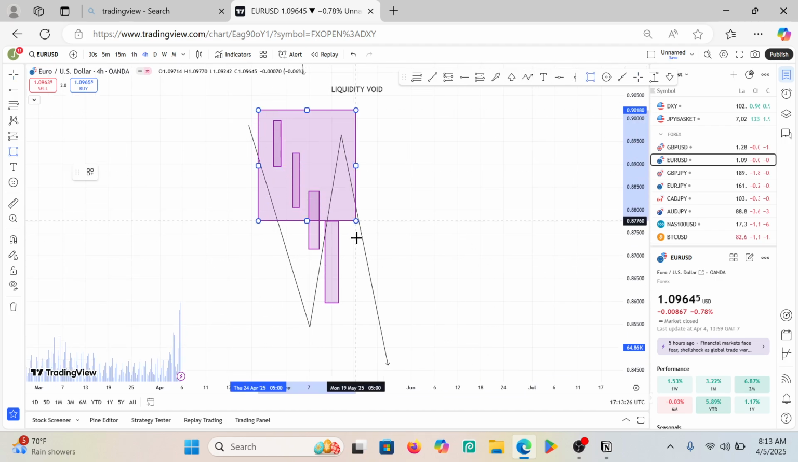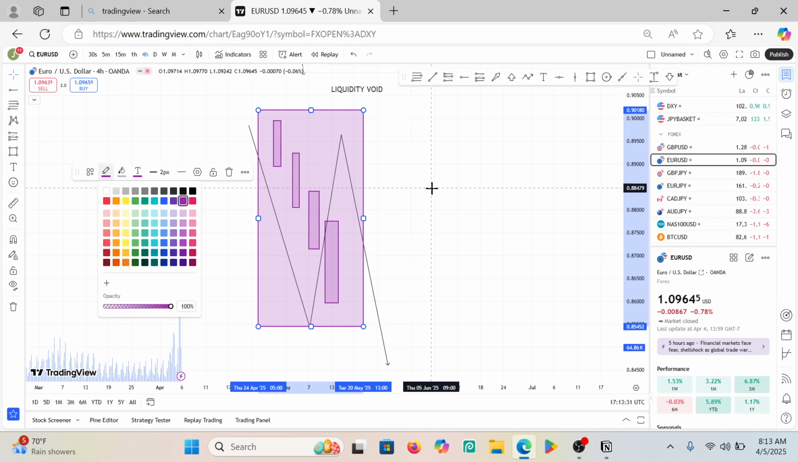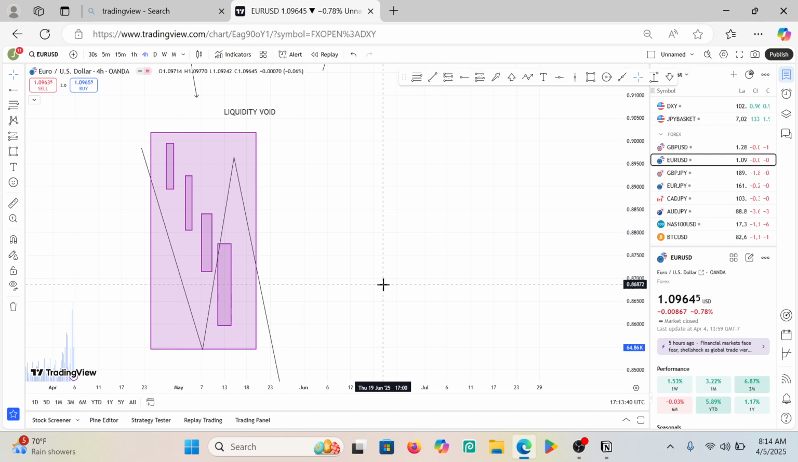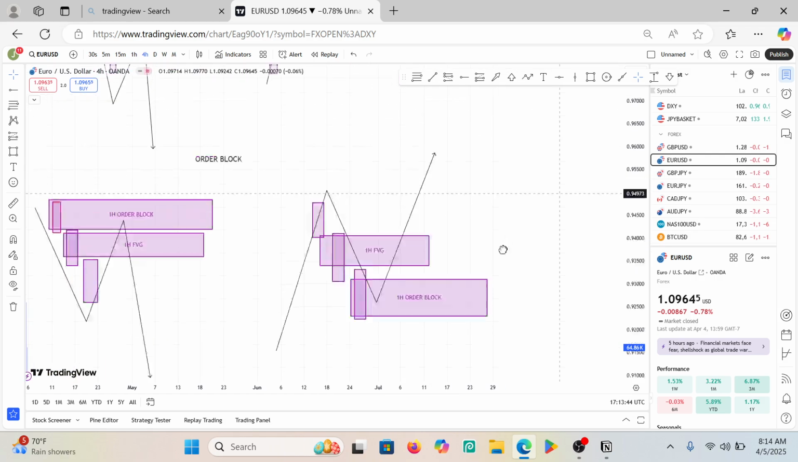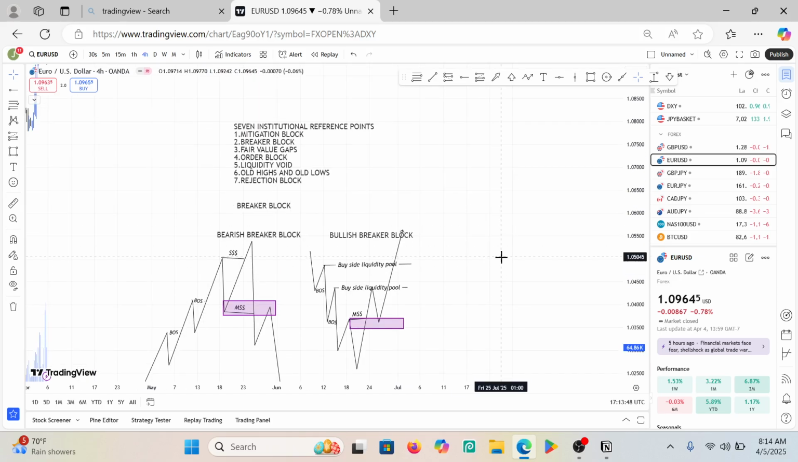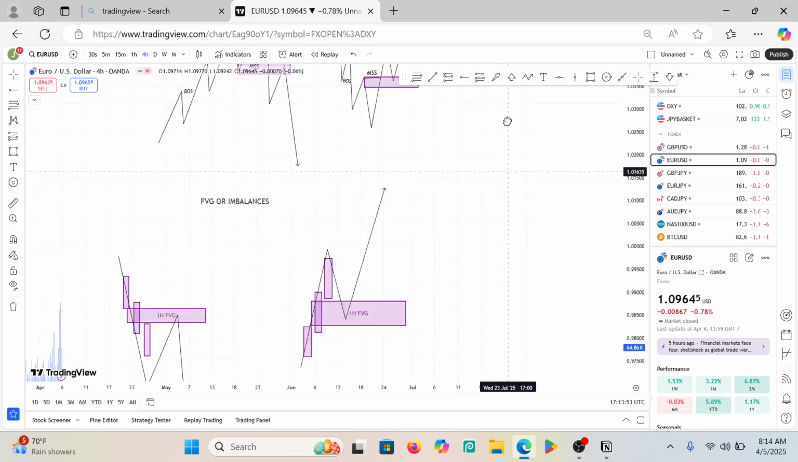This is a liquidity void. You can see these massive engulfing candlesticks. That's a liquidity void. How to identify a liquidity void in this market? And the next one, we are going to discuss hold size, but let's first finish with the rejection block.